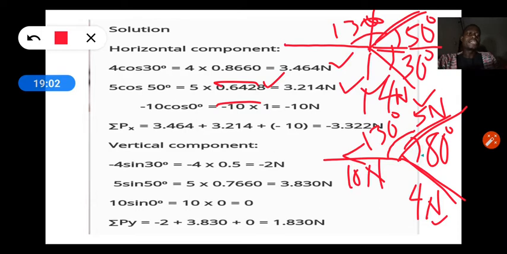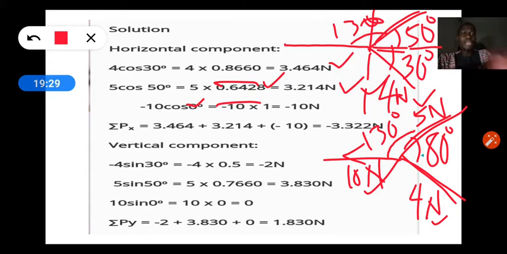Now the 10 is already in the position of the horizontal, so obviously nothing has changed there. It will remain 10. The angle we are using for this one will be 0 degrees because it's already on the horizontal. It's parallel to the horizontal, so no angle there. That's why I'm choosing 0 degrees, and cos 0 degrees is going to be 1.